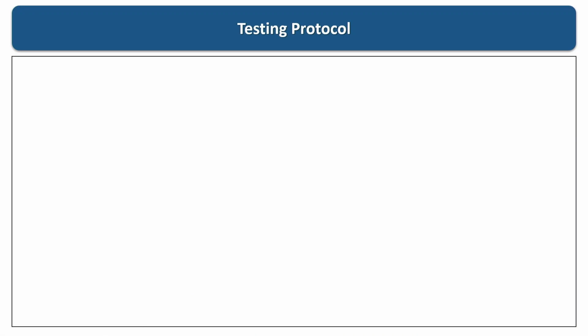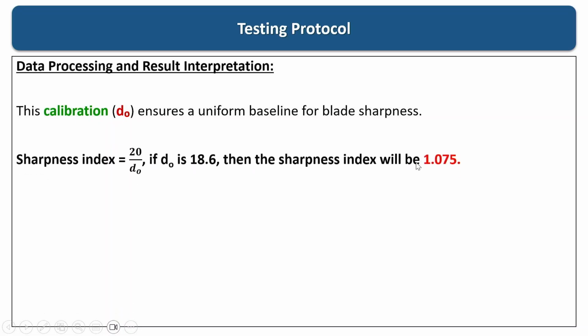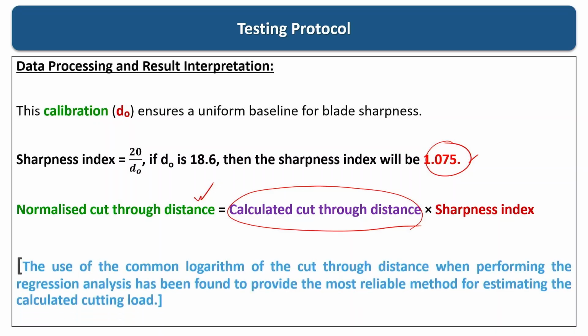Now, let us try to see the interpretation. The data interpretation is done in two types based on the method, either the ASTM or ISO method. In the ASTM method we follow the logarithmic value of this cut through distance. Calibration D0 we have discussed. Here we first calculate the sharpness index, and if we multiply the sharpness index with the calculated cut through distance, we get the normalized cut through distance, that we have discussed here.